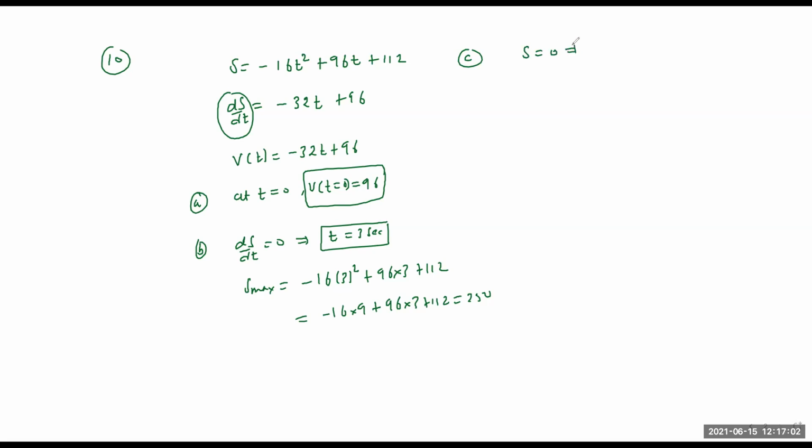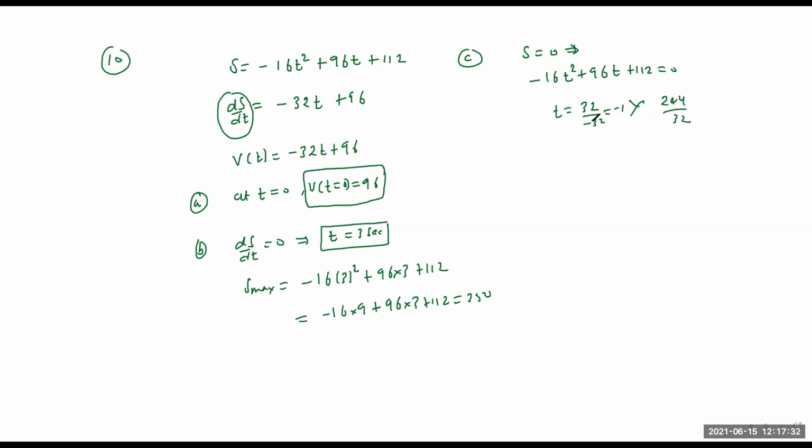So when you solve for s equals to 0, you will get minus 16t square plus 96t plus 112 equals to 0. And this is a quadratic which you need to solve. Sir, I solved it. Yeah, how much? Sir, there are two values. 32 upon minus 32, that is minus 1. It is not possible. And second value is 244 upon 32.